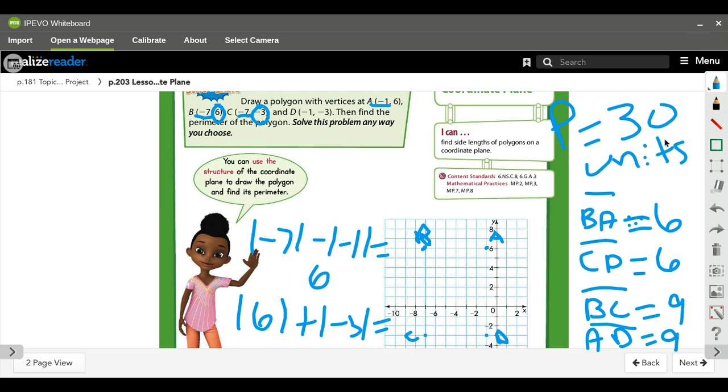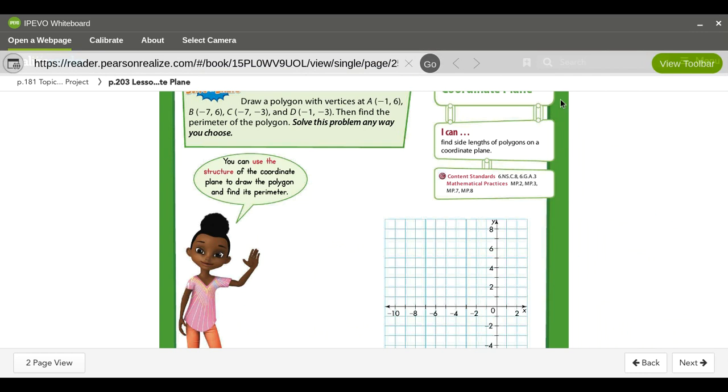So that's what we're going to be doing today: using our absolute value to find side lengths of polygons to help us determine perimeter, or to determine where the other point needs to be on a side line if I'm missing a vertex. So the vertex is where two lines or two points connect. So A and D had the vertex where those two lines are going to connect.